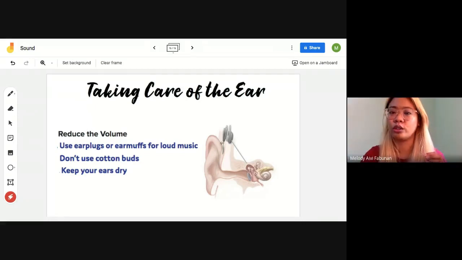Go to your doctor. Kapag may napapansin kayong different, parang kakaiba yung pandinig niyo on this side, always consult a doctor. Kung mayroong kailangang tanggaling bara, they will be removing it. So wag niyong i-push using yung cotton buds.